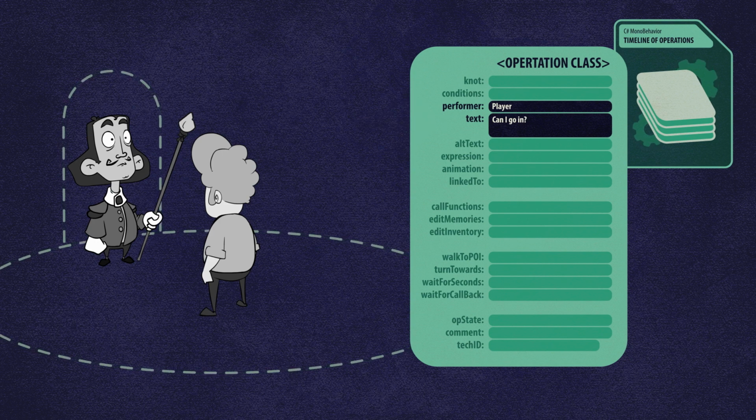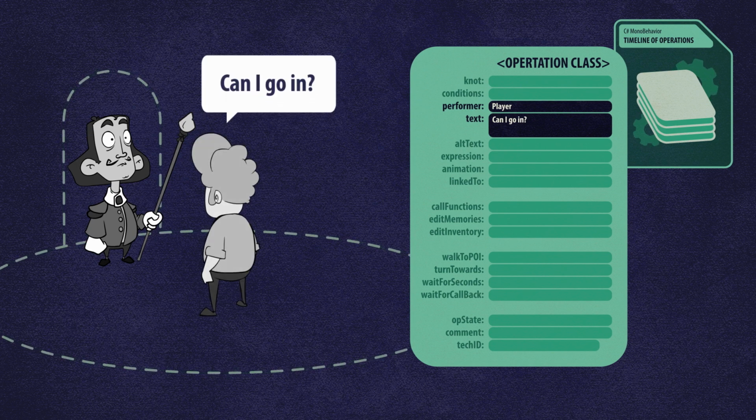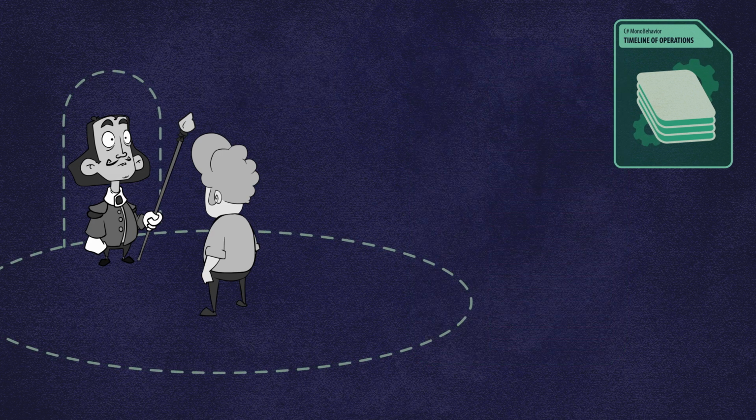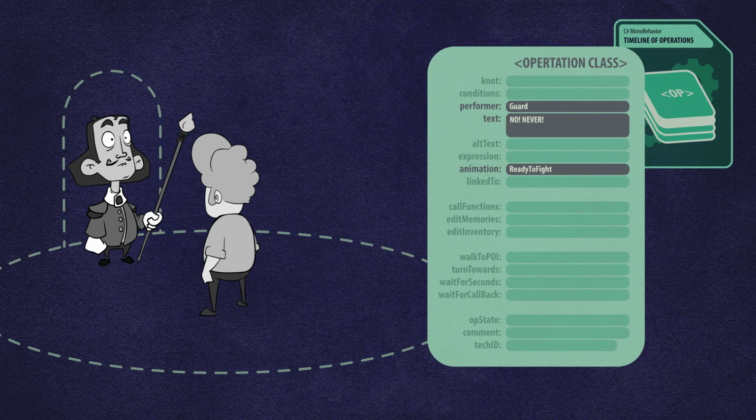Then the script looks in the scene if there is a performer called player, and if so, triggers a dialogue bubble above his head with the according text. In this case, no further variables are filled. So after a short amount of time, the script figuratively just draws the next card and continues.